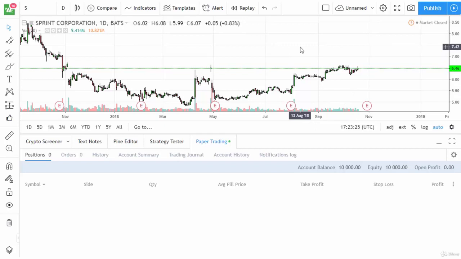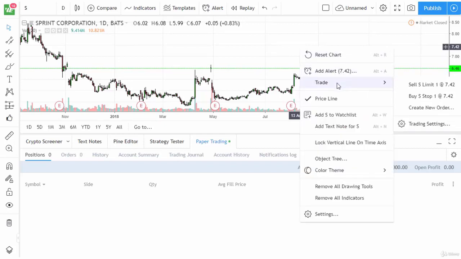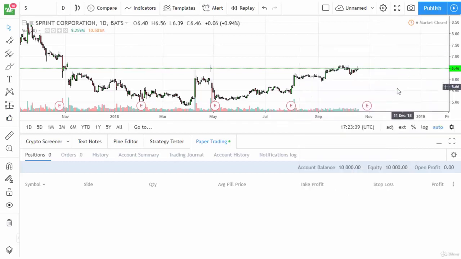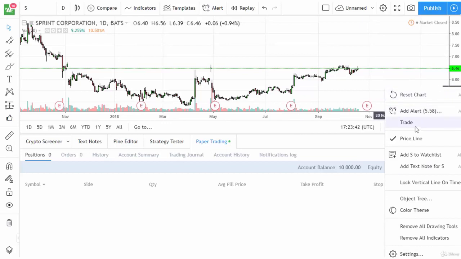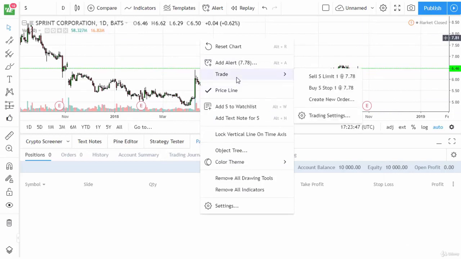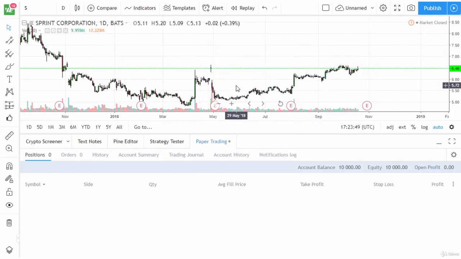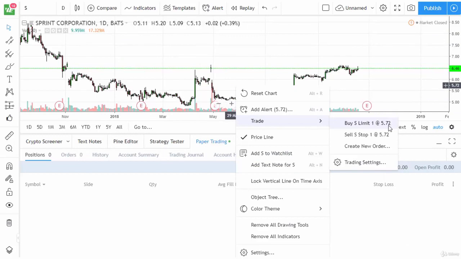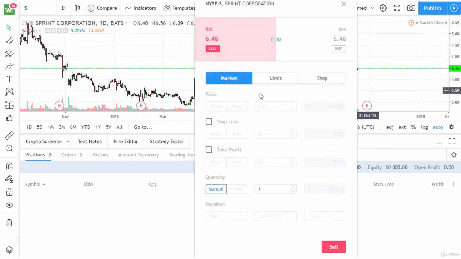And then you just simply go up here, and you can right click, and you can click trade, and you can do a sell limit, sell stop, and these are orders that we'll talk about in a future video. Or you can create new orders. Now, this is based upon where my cursor is. The higher level here, obviously 778. And if I want to trade at 572, it's easier just to click create a new order, because that way you don't have to line up there. And you can choose your type of order, the price, that type of thing.